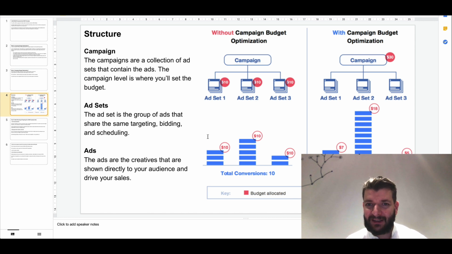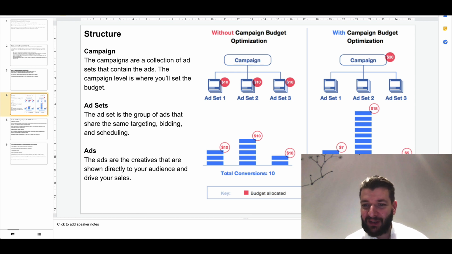So, you might have seen this before. This is with campaign budget optimization. Facebook would decide, let's say you put $30 here, how to allocate the budget to each asset, whereas with asset budget optimization, each of the assets would have its own budget, and you would allocate the budget more efficiently.